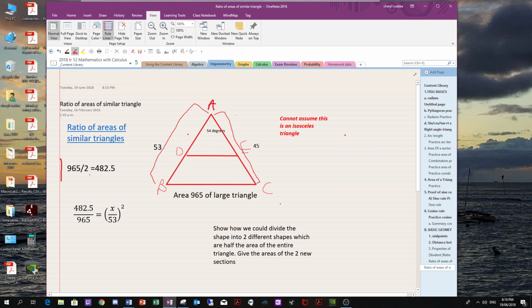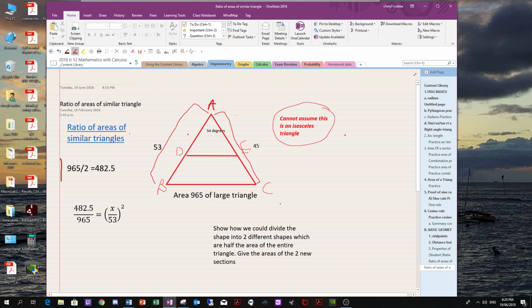So we know that the area of the large triangle is 965, so if we divide that by 2, then the areas have to be basically 482.5 each. So how are we going to get this triangle up here to have the dimensions that will give it that area? And we know that the long sides are 53 and 45. So one of the properties, if we could not assume that we had isosceles triangles, we could work with another geometric property, which is the ratio of areas of similar triangles.